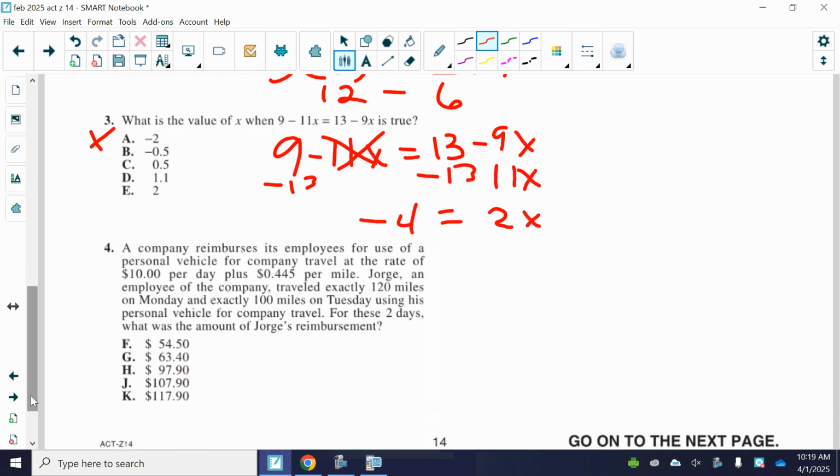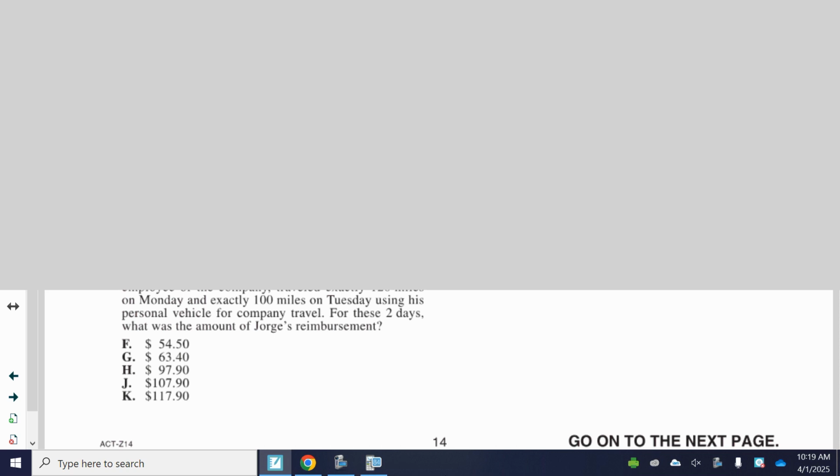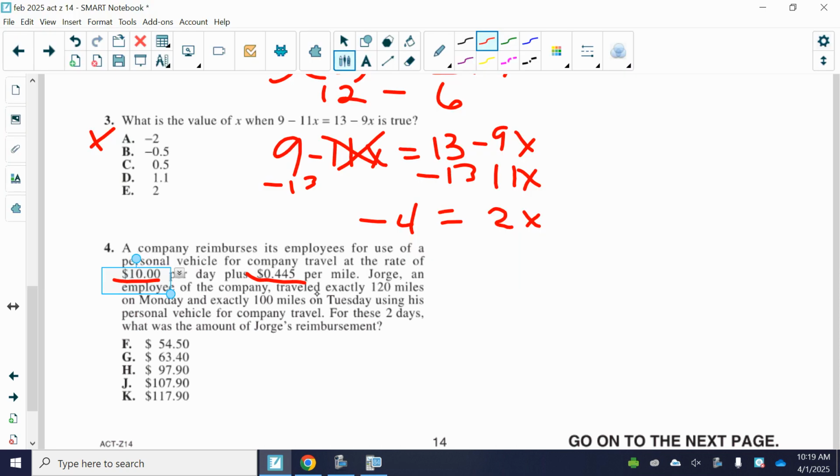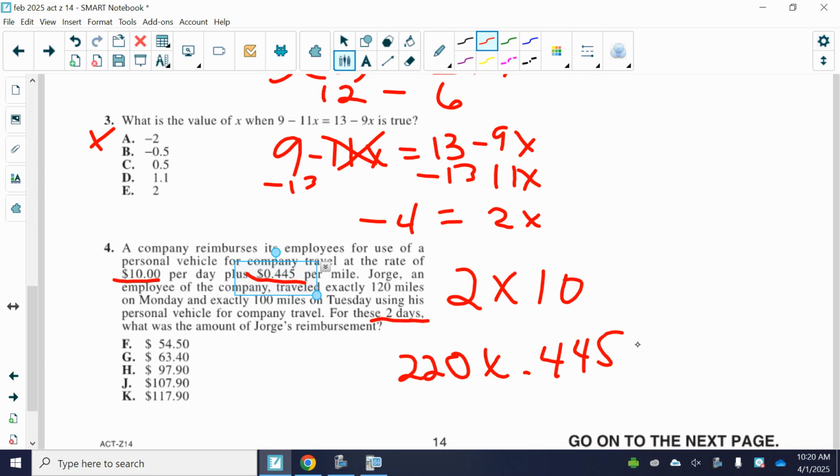What's going on here? I'm going to rent a personal vehicle at the rate of $10 a day, plus, sounds like a car rental deal, huh? They're going to charge me for the days and the miles. So what am I doing? I am doing Monday and Tuesday, so 2 days at $10 a day. And then how many miles did I drive? I drove 220 miles at that much per mile.